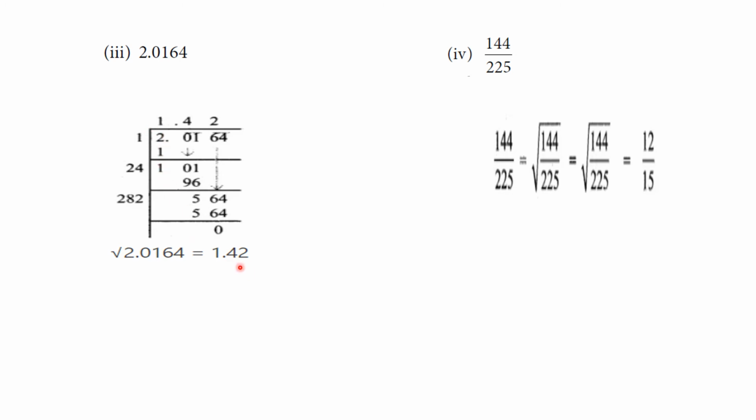1.42. Clear? Next, 144 by 225, already you know that. So the formula is also there: square root of a by b is square root of a by square root of b. So the square root of 144 is 12 and the square root of 225 is 15. Therefore 12 by 15 is the answer.